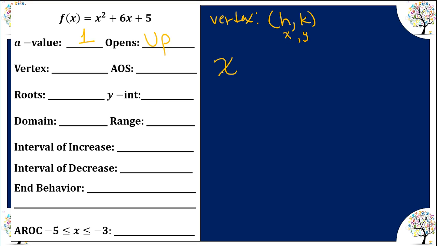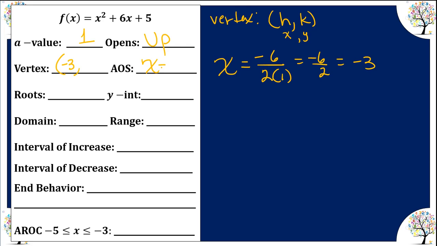So the formula is x = -b over 2a. So we have a negative from the formula. Our b value is 6, over 2 times the a value. So we have -6 over 2, which gives us -3. So the x part, or the h, those are interchangeable, is -3.